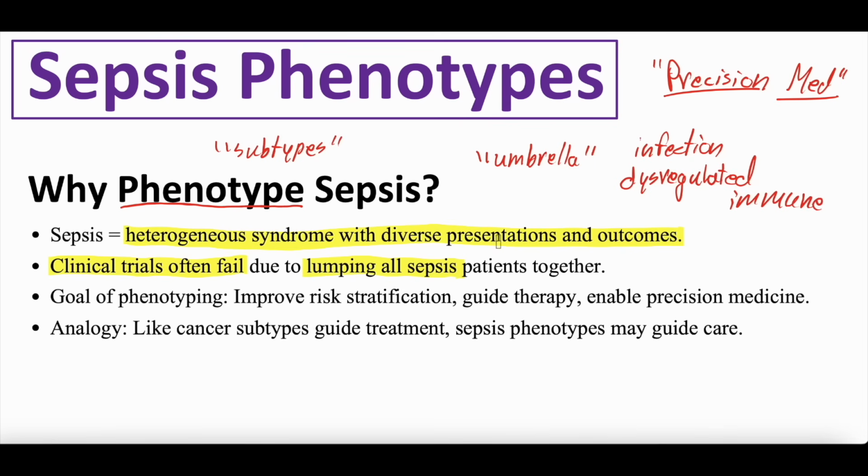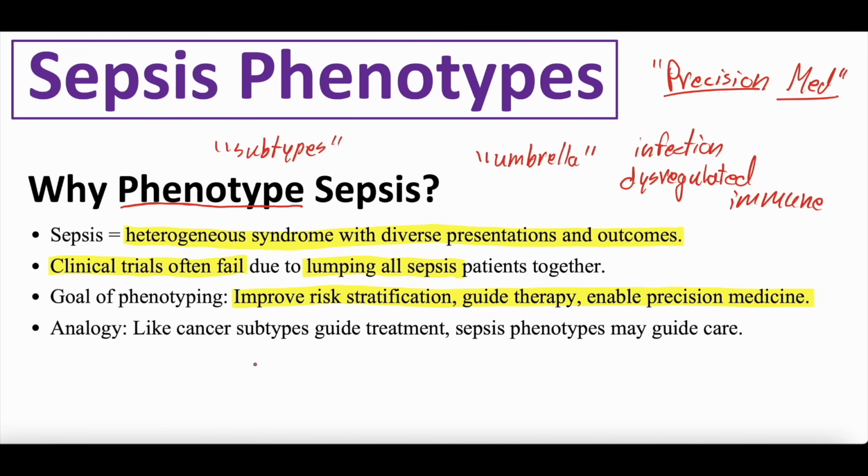But would it have shown a benefit if we only chose a specific subtype, a specific phenotype of sepsis, and tested that intervention just in that sepsis phenotype? We don't know the answer to that question, but the curiosity is, well, maybe it would have. So when we try to phenotype sepsis, the goal is to improve risk stratification, guide therapy, and enable precision medicine.